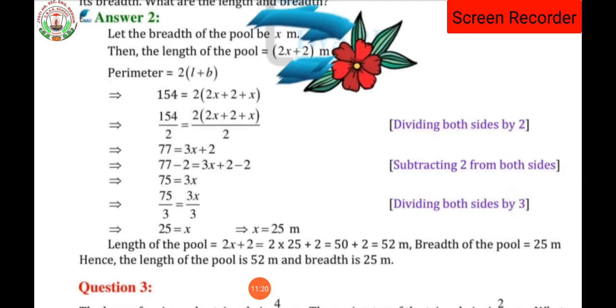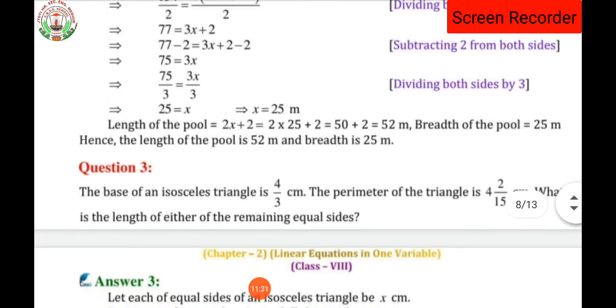So what is the total? The length of the pool is 52 and breadth of the pool is 25 meter. Clear everyone? Next question we are having, question number 3.